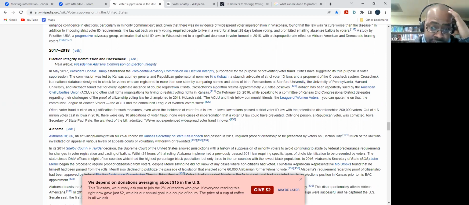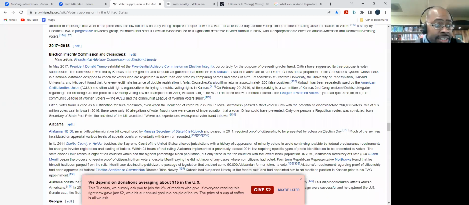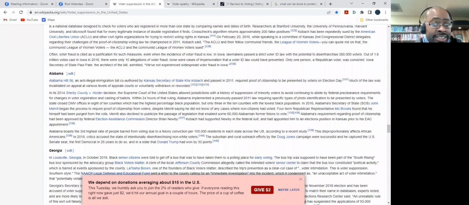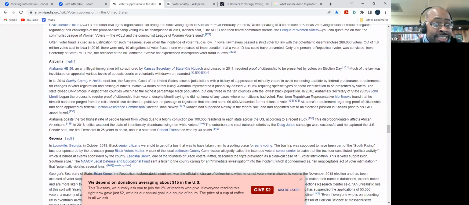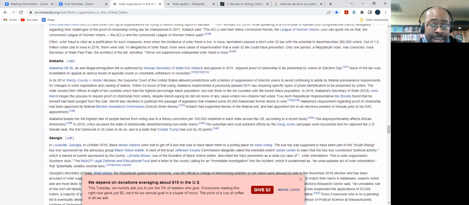So in President Donald Trump's time, there have been more reports of voter suppression than any time in modern history. So I talked about that law in Alabama that was struck down.